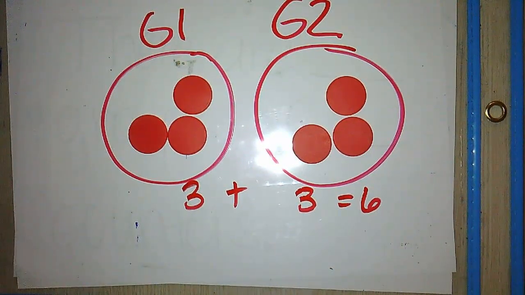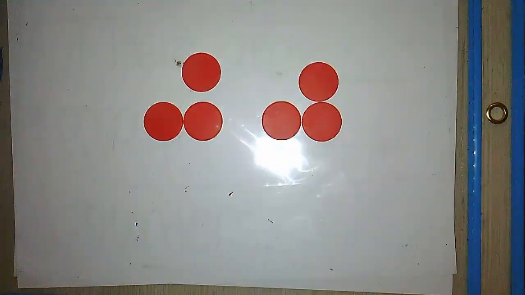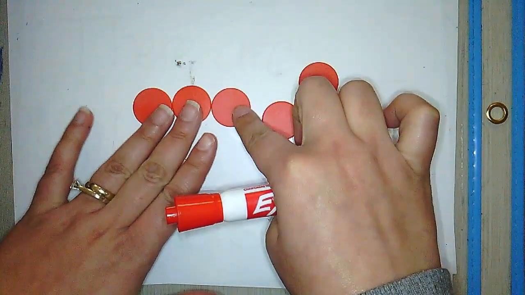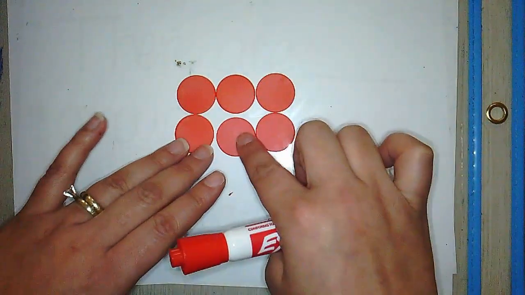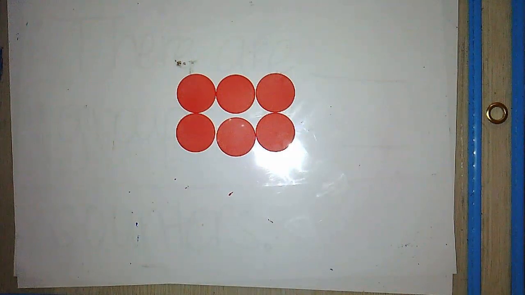Now, listen, boys and girls. How can we arrange these groups of 3 into rows of 3? Remember, a row is left to right. How can we arrange them? Watch what I'm going to do to put them in rows of 3. I can make them go straight. This is one row, and this is another row, boys and girls.